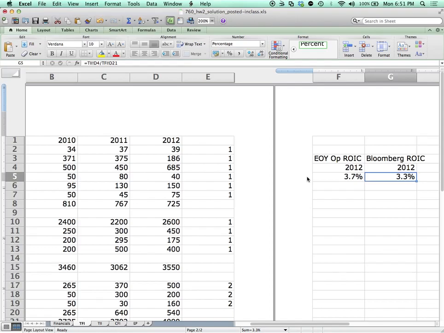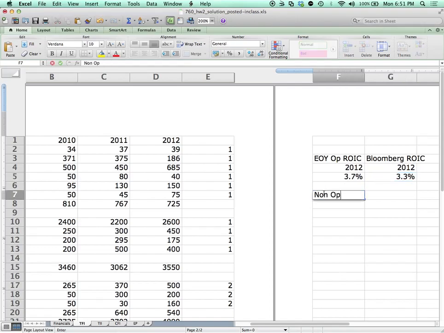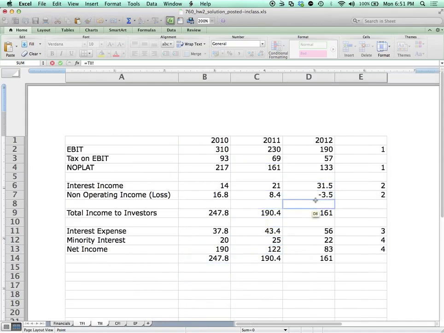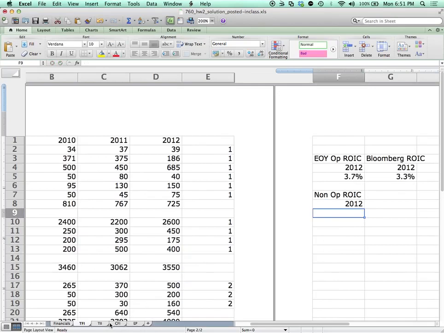But here's the thing. What's the difference between the operating ROIC and the TFI? It's the non-operating performance. So what I could actually do is a non-operating ROIC for 2012 equals, when I go to my TII, my non-operating income. So I could actually have a line for this.